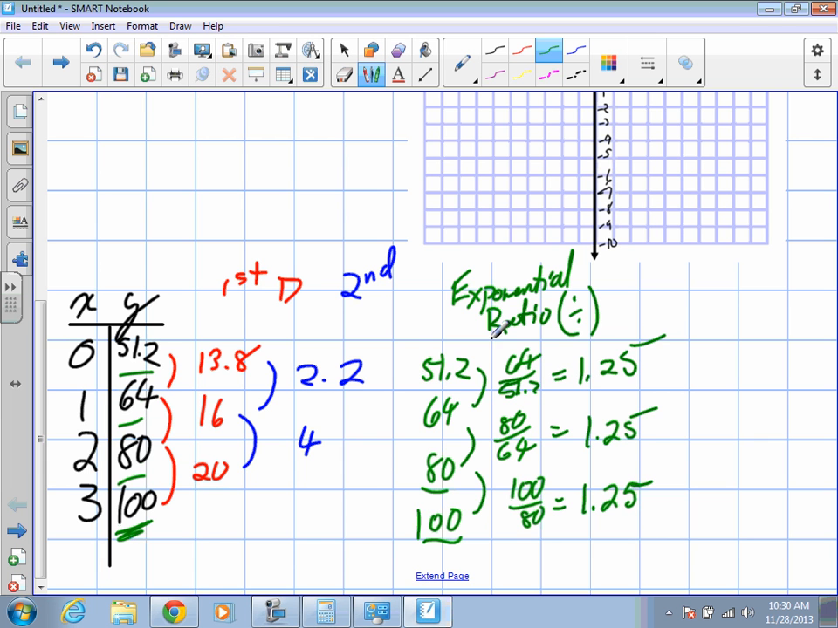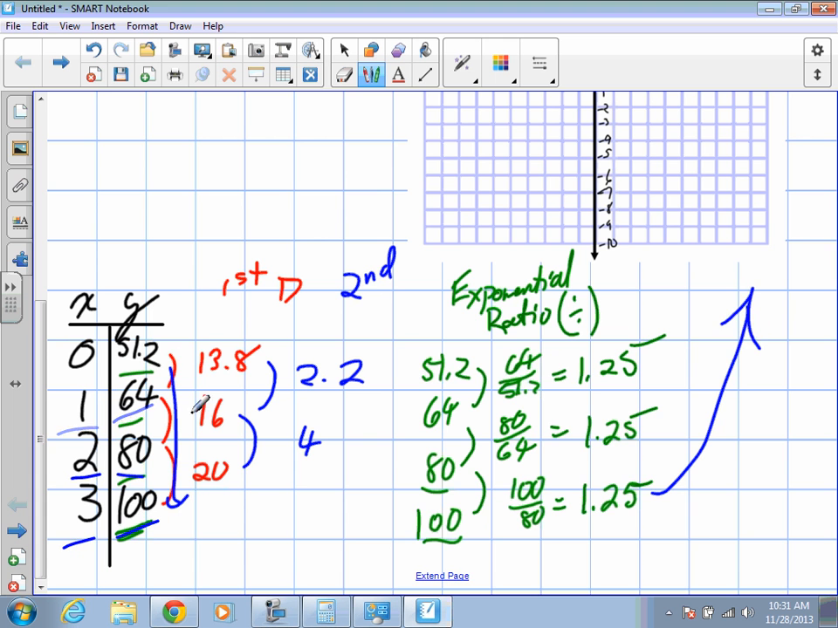And because our ratios are greater than one, it would be growth. We're looking at exponential growth. And we can kind of make sense of that by looking at it. If we take a look at this, our zero value was 51.2, and then 1 was 64, 2 was 80, 3 was 100. It was increasing. I know I drew an arrow downwards there, but the idea is it was increasing.